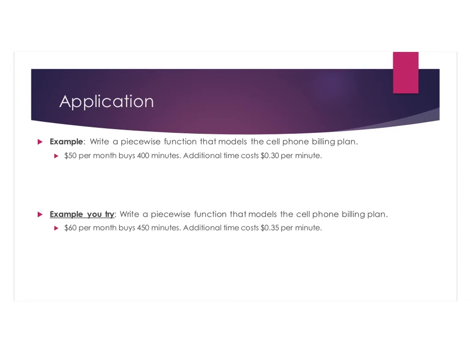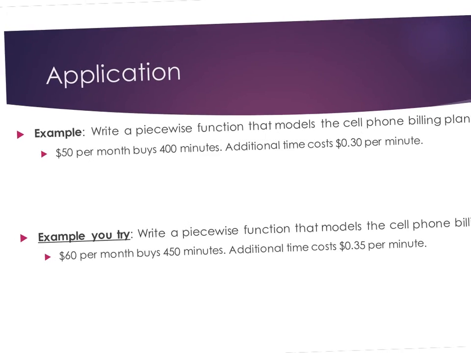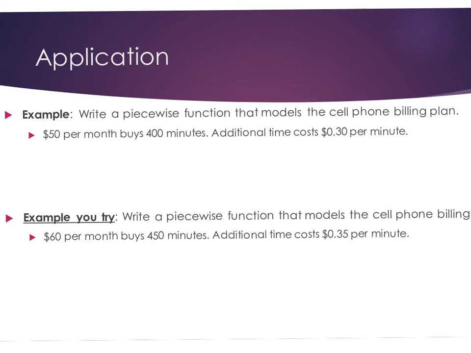The other part of today is practicing writing piecewise functions. So we're going to write a piecewise function that models the cell phone billing plan. So notice $50 per month buys 400 minutes, and additional time costs 30 cents per minute. So we need an f of x because we are writing a piecewise function. And the first piece, notice it's $50 a month buys 400 minutes.